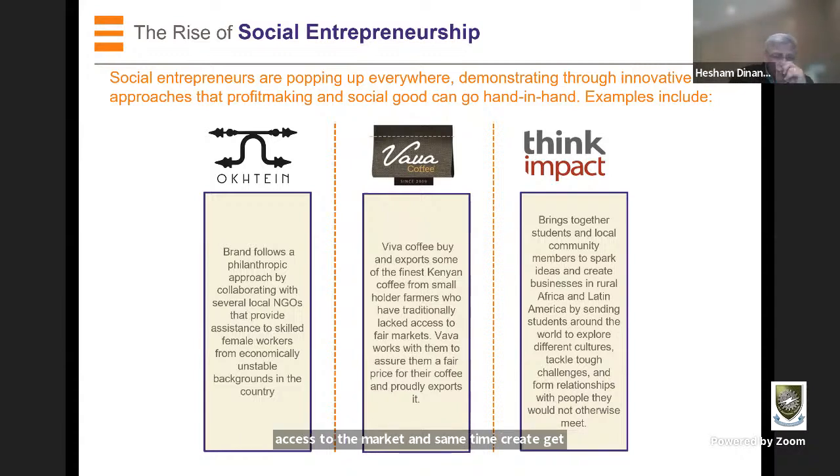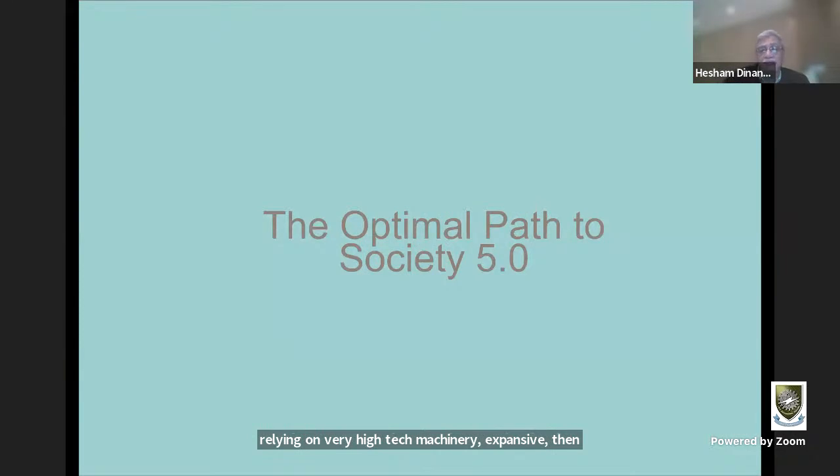Ochten is a company that makes luxurious fashion bags, but they work with artisans and low-income segments of society to make sure they create jobs. And since most of these products are handmade, not relying on very high-tech, expensive machinery, those people can be taught the arts and skills and use them.